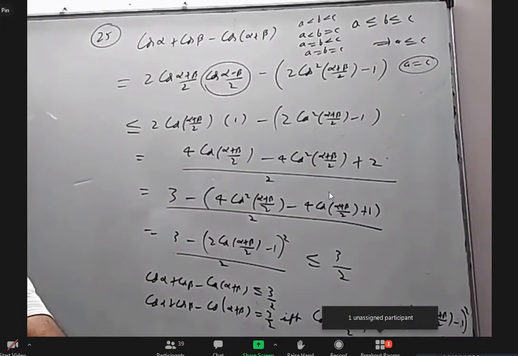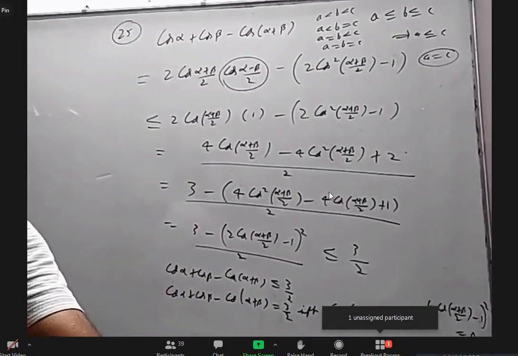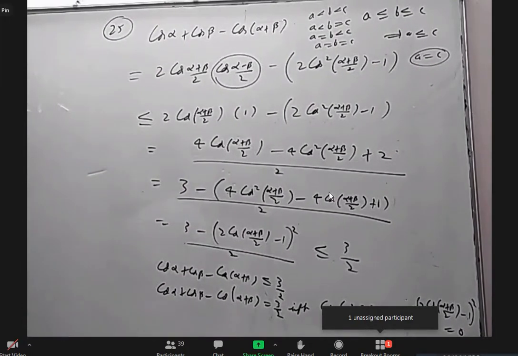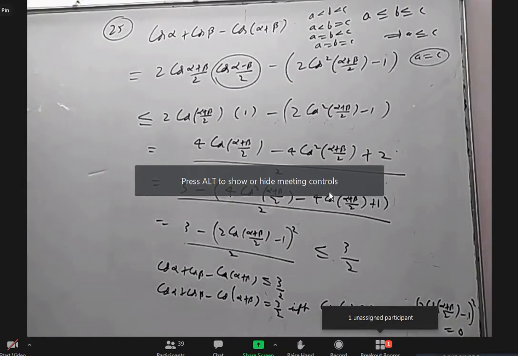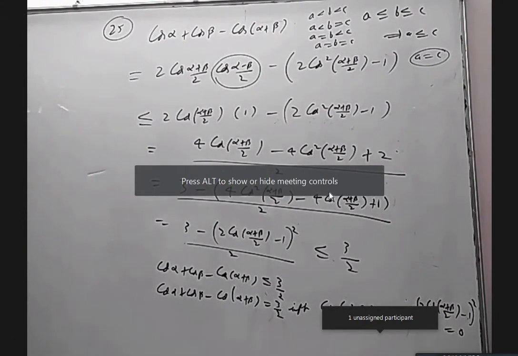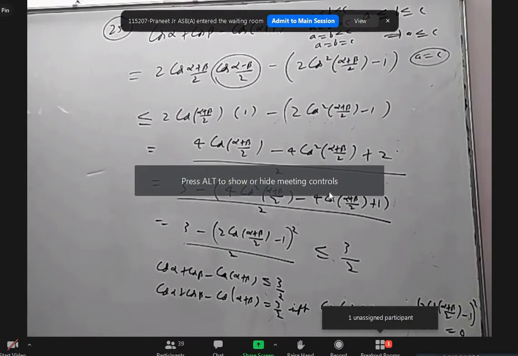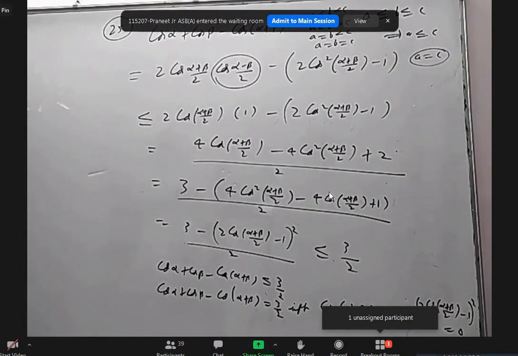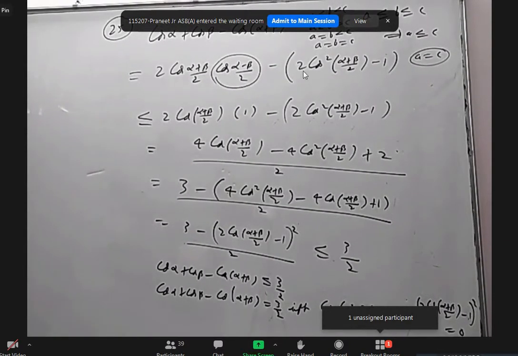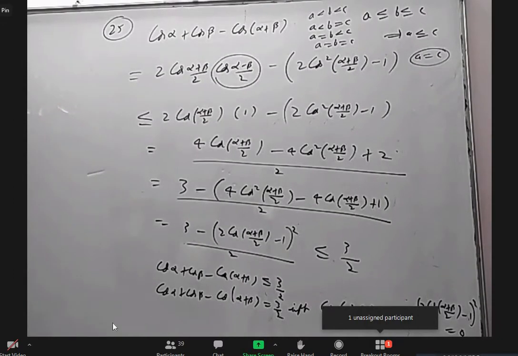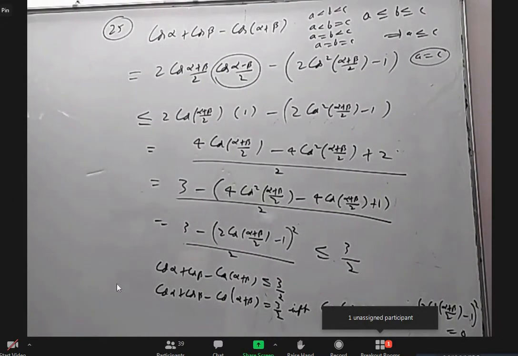Sir, in that case, you have taken cos of alpha minus beta by 2 is equal to 1, no, sir? Yeah, if you want it equal to 3 by 2. Because it has maximum value 1, that's why. Yeah, correct. I replace a quantity with the maximum value of it.